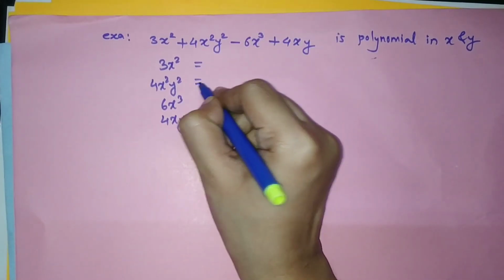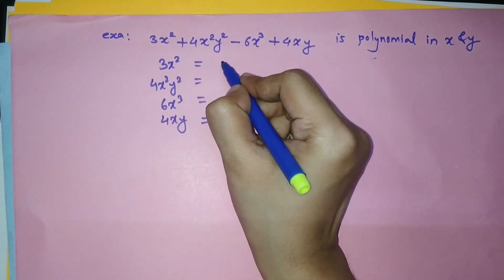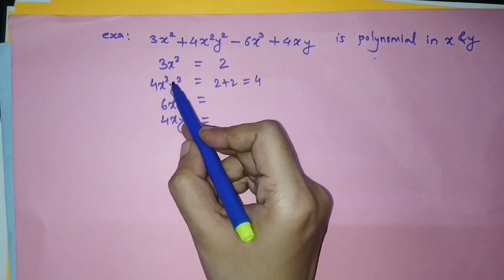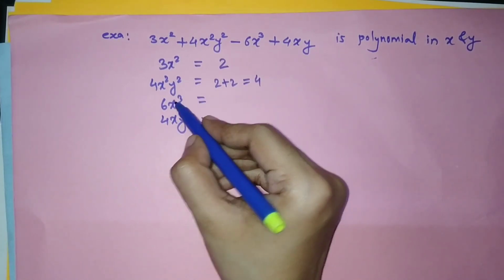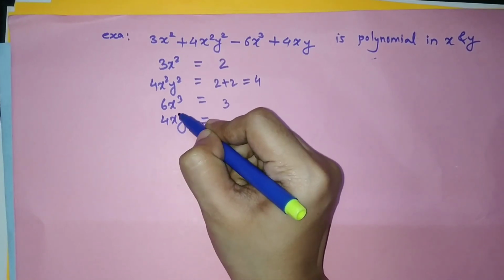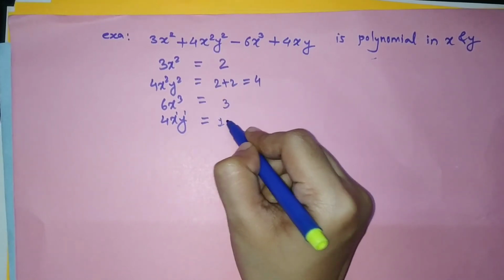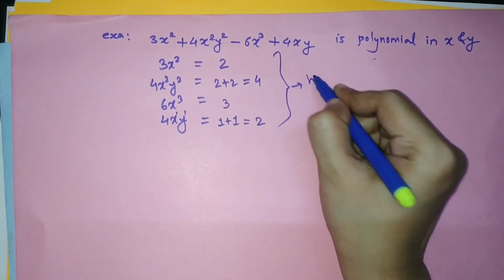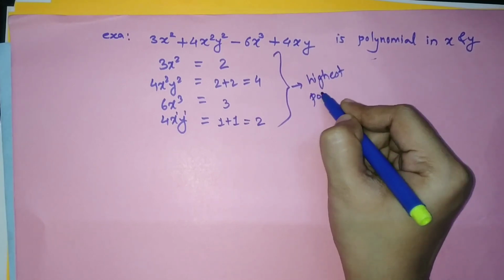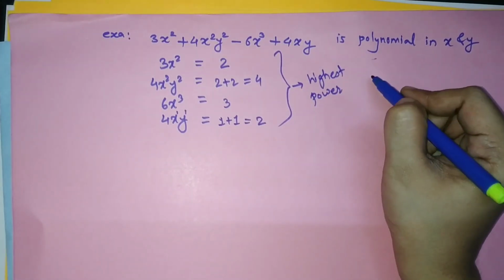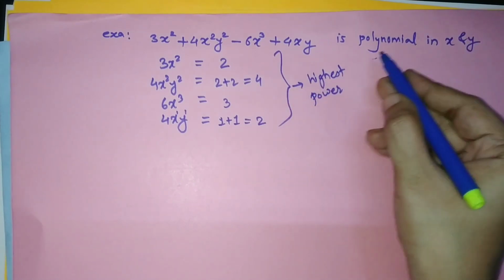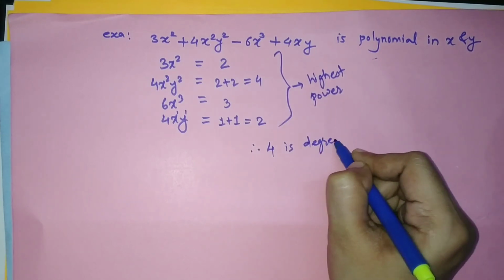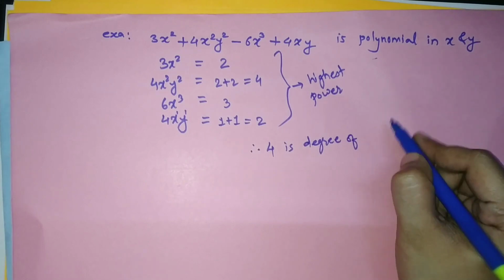So you need to find out the degree of each term. Like here the degree is 2, here the degree is 2 plus 2, that is 4. How 2 plus 2? Because there are two different variables, so we will add them. And here the degree is 3, and here it is x to the power 1, y to the power 1, so 1 plus 1 is again 2. So now you need to check the highest from these. What is the highest power you are finding? 4. This 4 is the highest. So therefore 4 is the degree of the above polynomial.